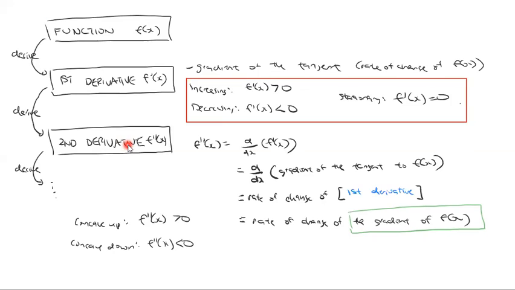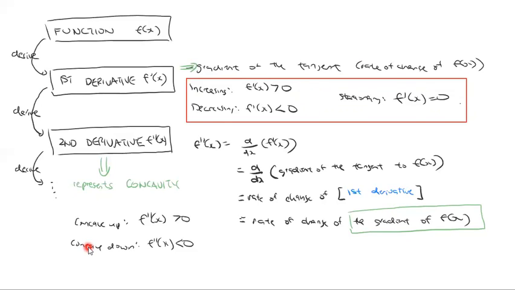So what do you think the second derivative represents? If the first derivative represents the gradient of the tangent to the curve, what do you think the second derivative represents? Given that it will either be concave up or concave down. Concavity. Exactly.